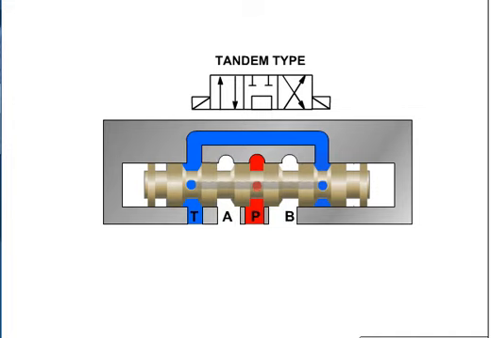This tandem type configuration connects P to T while blocking work ports A and B. With P and T connected, we have an open center circuit. This center type is used in connection with a fixed displacement pump. Because A and B are blocked, the load can be held in neutral.